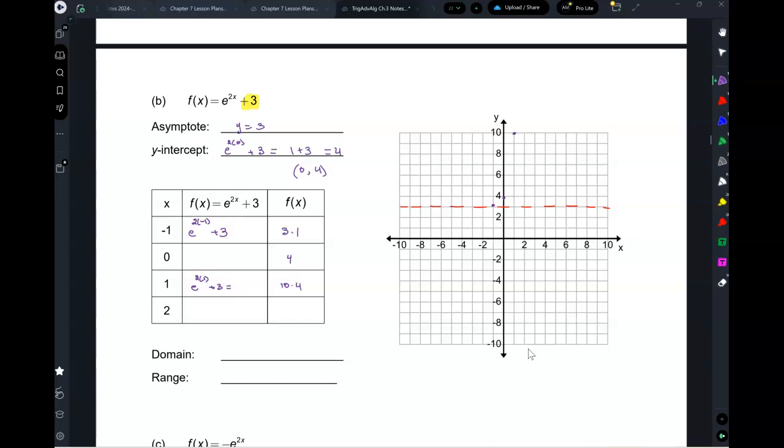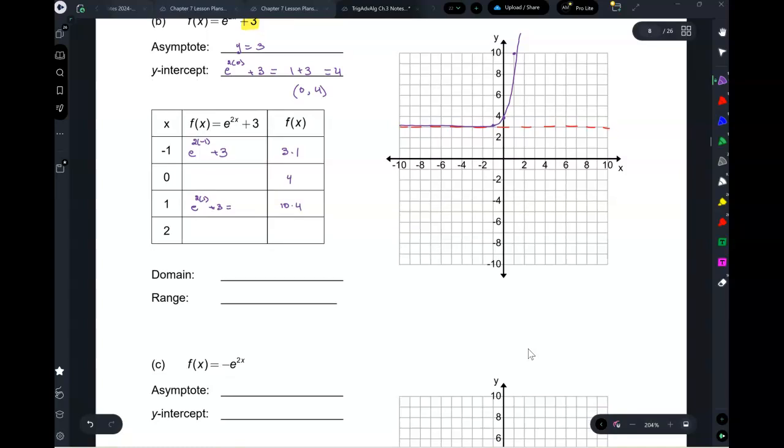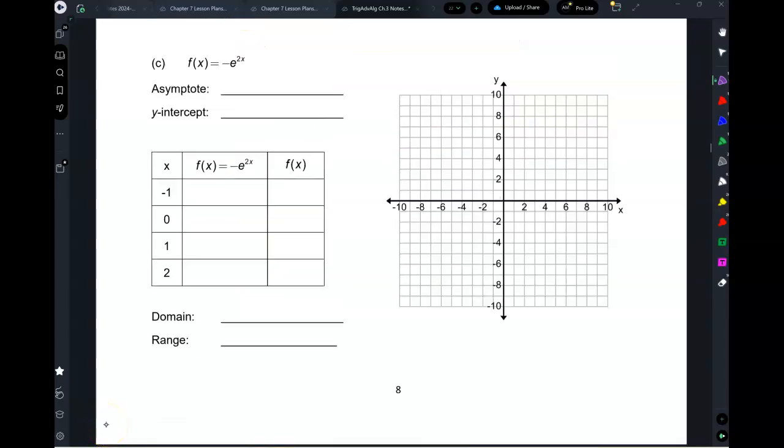Don't say anything, okay? And there you have it. So the domain is always all real numbers. The range, this graph is sitting above the asymptote, so I start at the asymptote and it goes up to positive infinity.